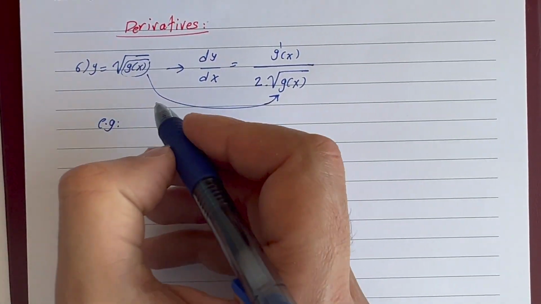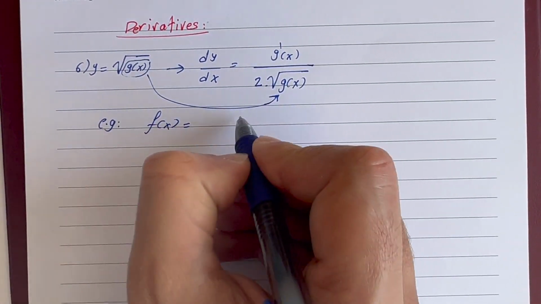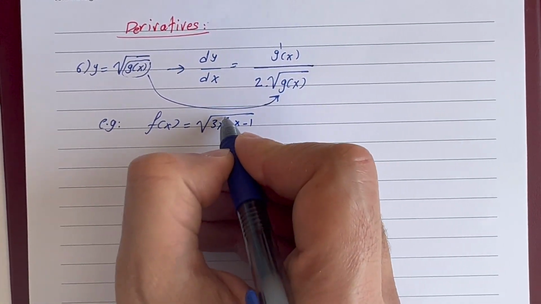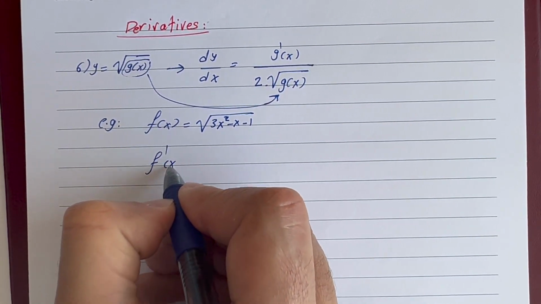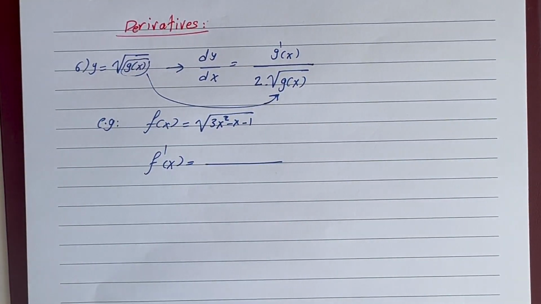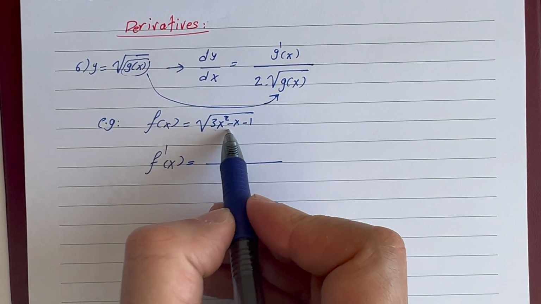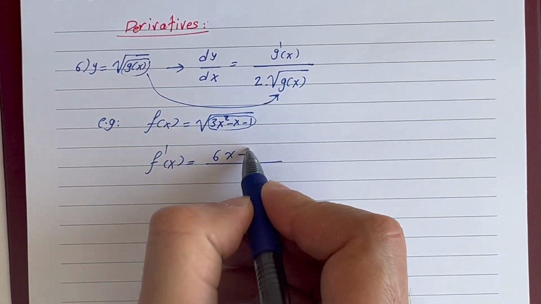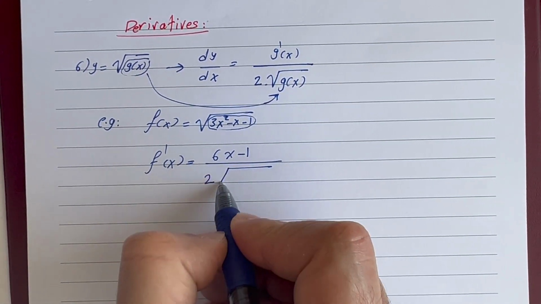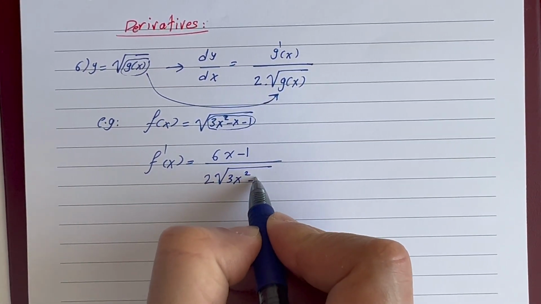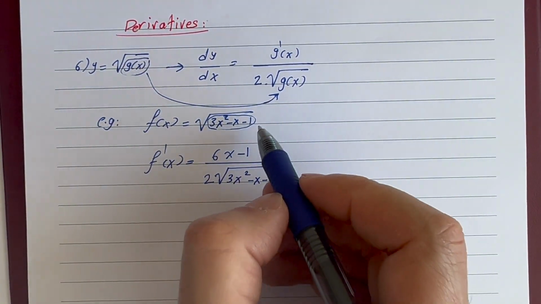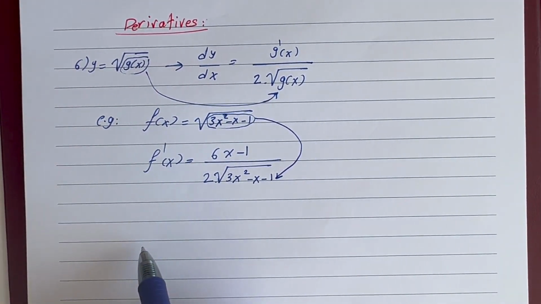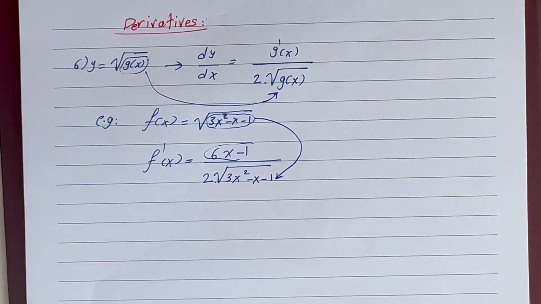Example, what if I have f(x) equals the square root of 3x squared minus x minus 1? The derivative would be a fraction always. What is the derivative of what's inside the square root? So 6x minus 1 over 2 times the square root of 3x squared minus x minus 1. So what you noticed is I repeated the expression again, but I put it down, I multiplied it by 2, and I took the derivative of what's inside the square root.